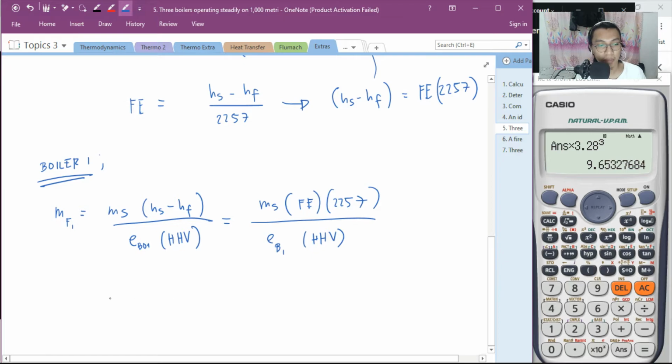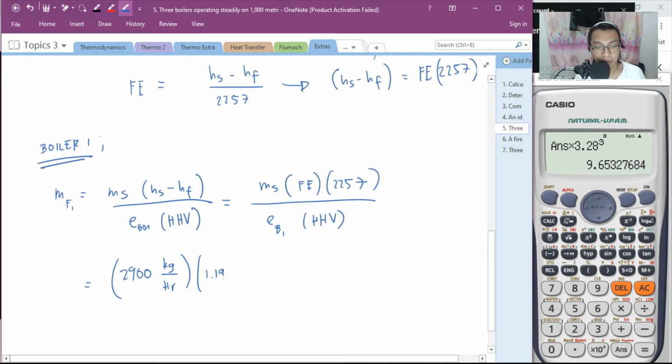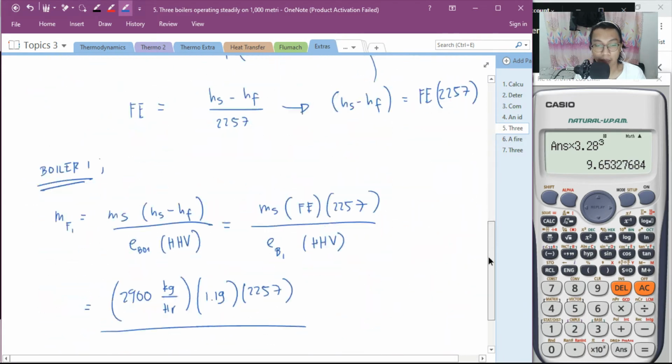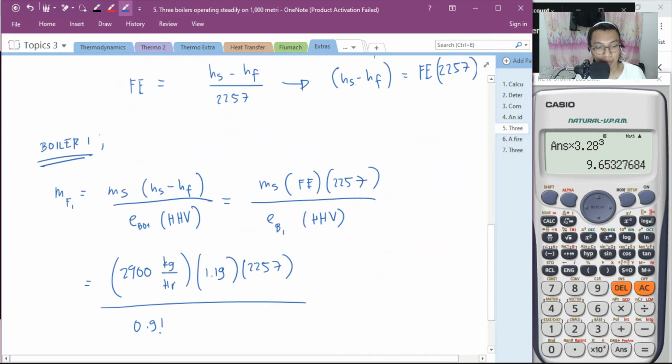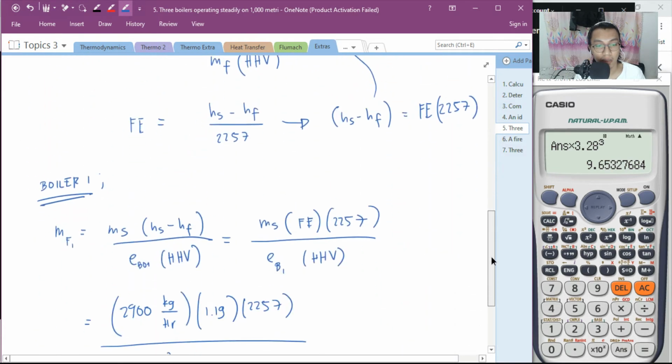divided by yung efficiency ng boiler mo times HHV of the fuel. Oh, MS. Ano yung MS mo? The MS is mass of steam, 2,900 kilogram per hora, multiplied to yung FE na binigay sa'yo dyan. That is 1.19 multiplied to 2257 divided by efficiency of the boiler, 0.91. Yung HHV ng coal, okay, that is 10,900 kilocalories.